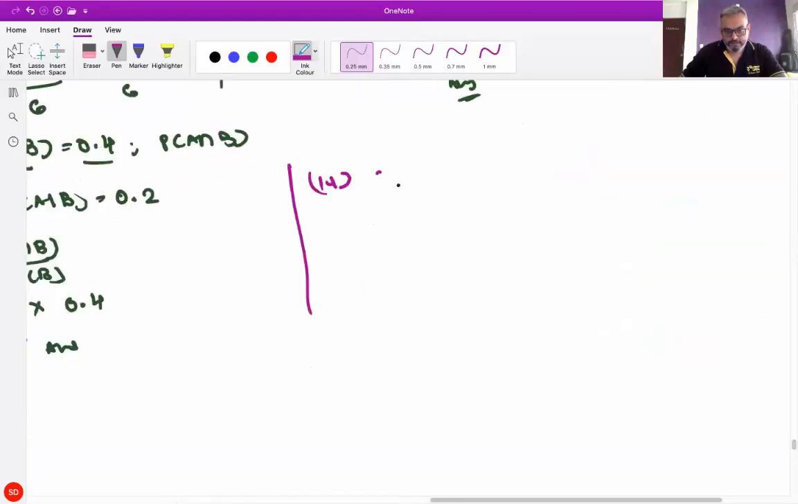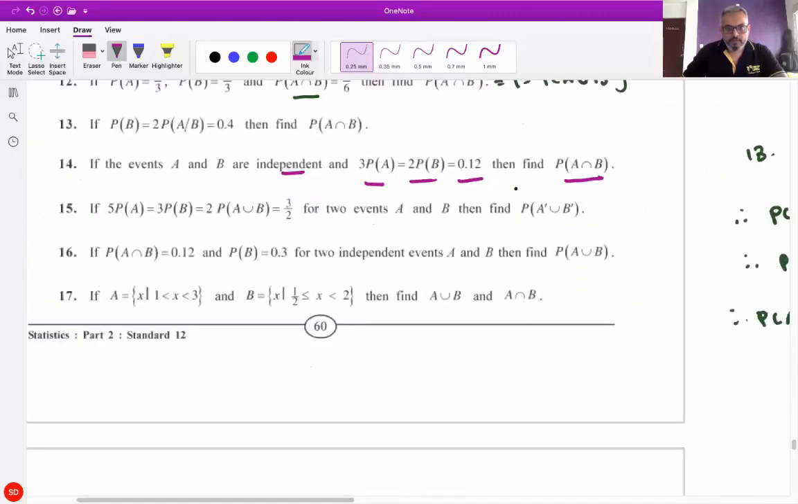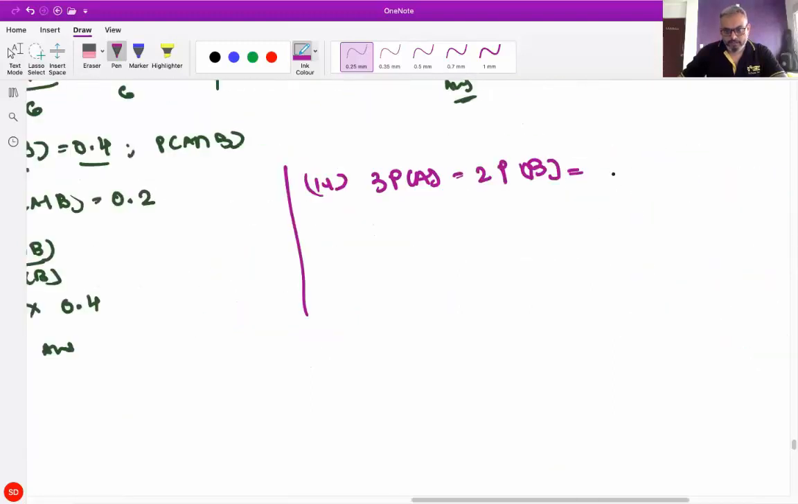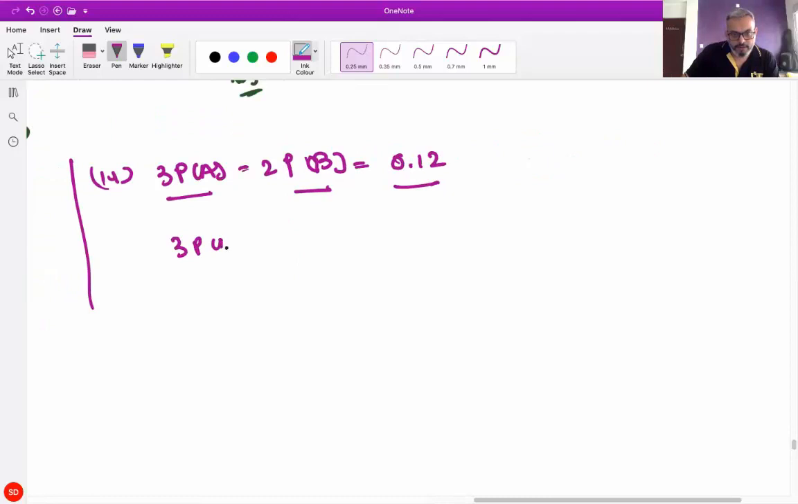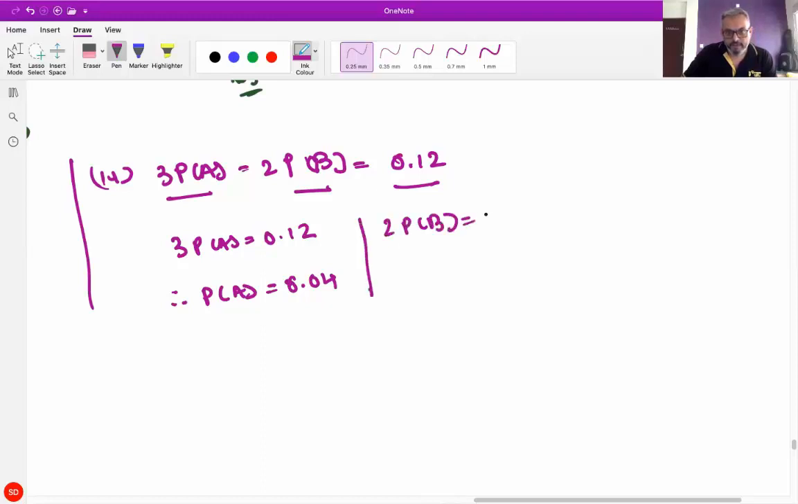3 P of A is equal to 2 P of B, which is equal to 0.12. Now this is equal to this, so therefore 3 P of A is equal to 0.12. Therefore P of A is equal to, do the calculation, 0.12 divided by 3, which is 0.04, and 2 P of B is equal to 0.12. Therefore P of B is equal to 0.12 divided by 2, 0.06.